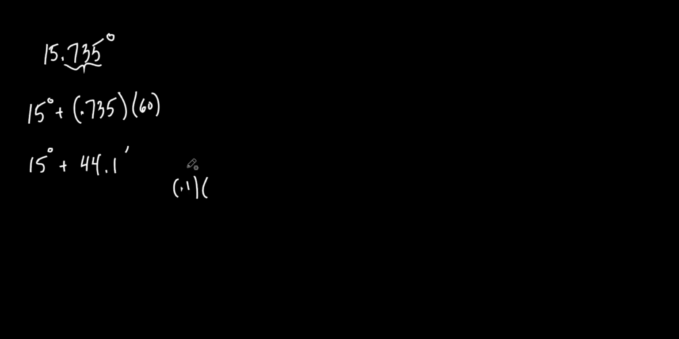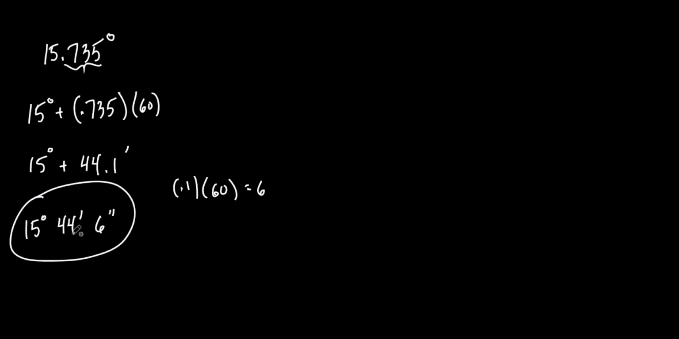Because this is 0.1 minutes, right? There's 60 seconds in a minute, so we multiply it by 60. And what's that, just 6? Yeah. And then what's our answer? It's 15 degrees, 44 minutes, and 6 seconds. Make sense? All right.